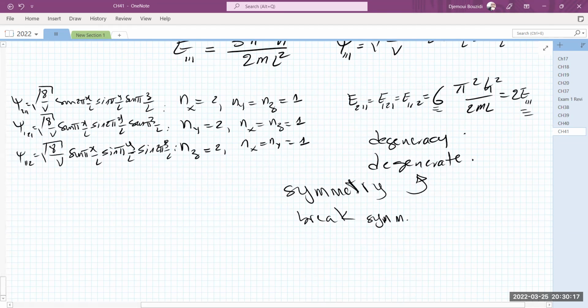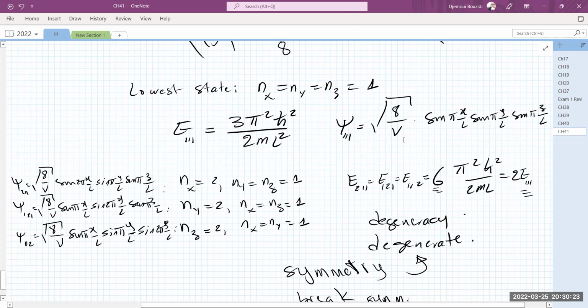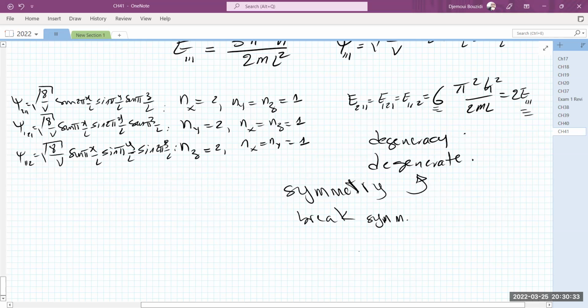Actually, there is more than this. I can go to the next energy level, which will take me to 2, 1, 1. In this situation, I will have 2 squared plus 1 plus 1, that's 6. Then this is how the energy levels look. We have the ground state, and then the next energy level, which is E211, and this is degenerate into 3 wave functions.